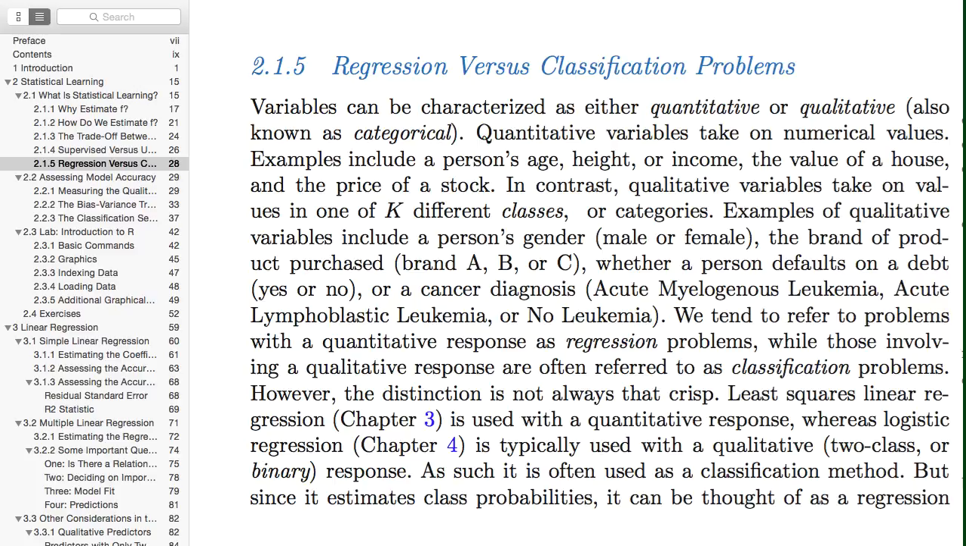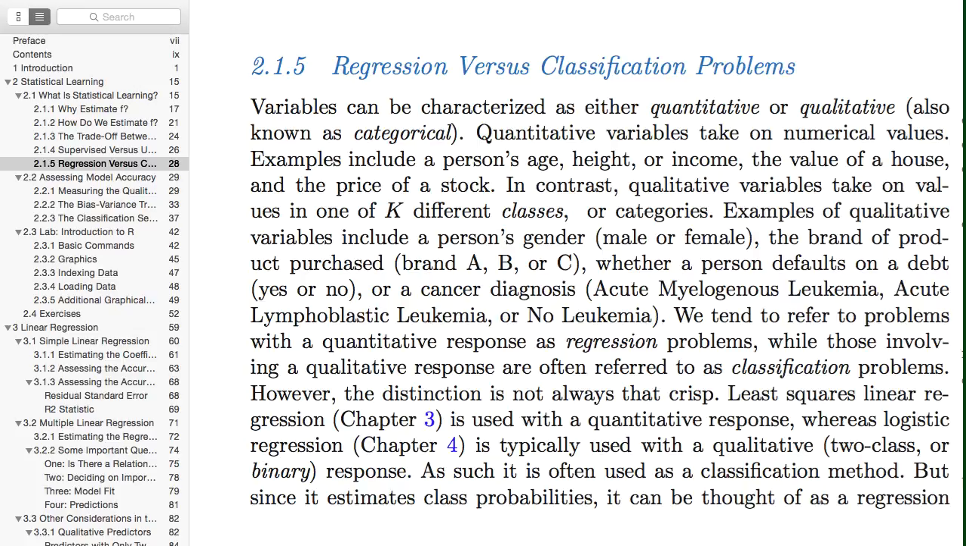Before I do that, though, one thing that I missed before is the issue of regression and classification problems. All of our variables could be construed as quantitative or qualitative. By quantitative, we mean that they naturally take on numerical values. There are more subtle ways to think about numerical values, but the easy ones are variables like age, height, income, value of a house, price of a stock.